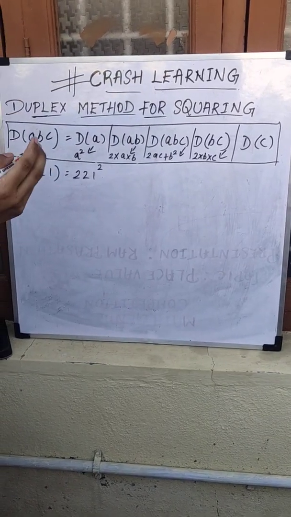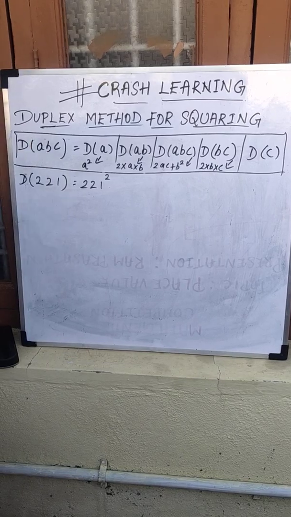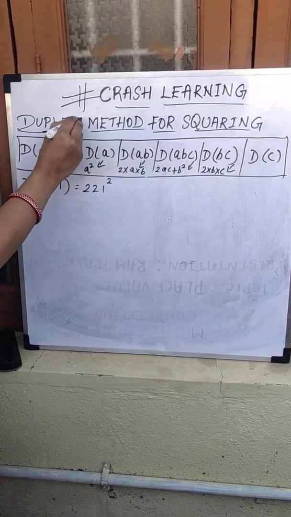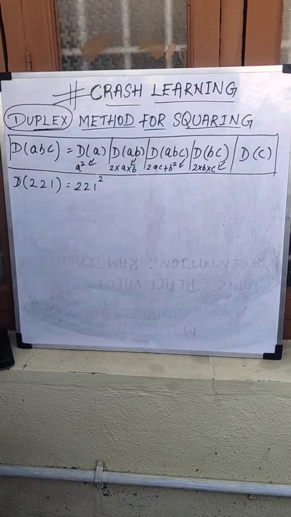In the previous video we have seen the duplex method for squaring a 2-digit number. Please watch that video. This is a video for the duplex of a 3-digit number. Beforehand, let me tell you what is meant by the duplex. The duplex is the method that we use to square a 3-digit number.